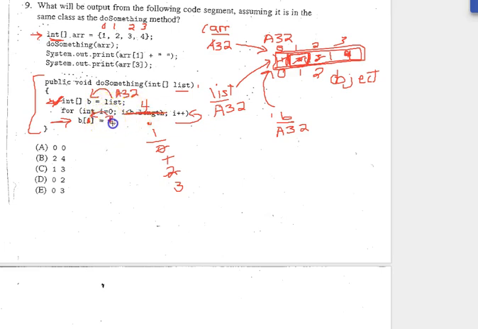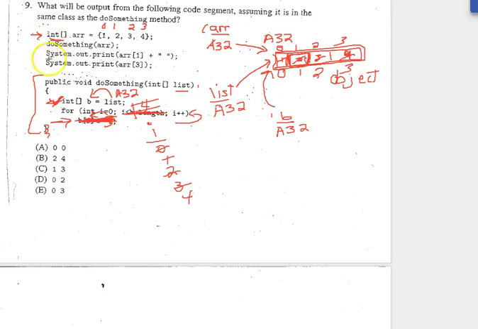So the 3 does plug into this position here. And then i++ is 4. 4 is not less than 4, so this becomes false. We do not execute this anymore. The for loop gracefully ends. We hit this closing curly brace. We're done with the doSomething method.